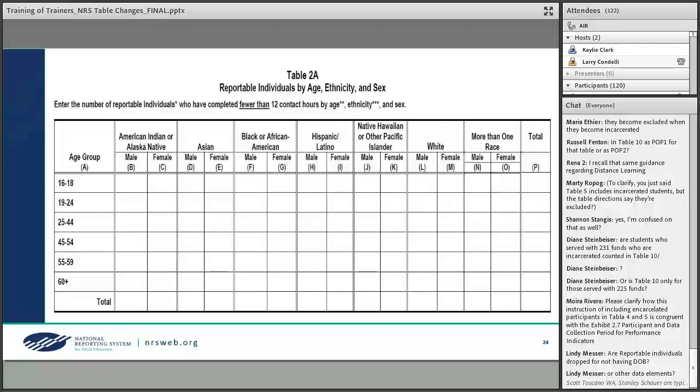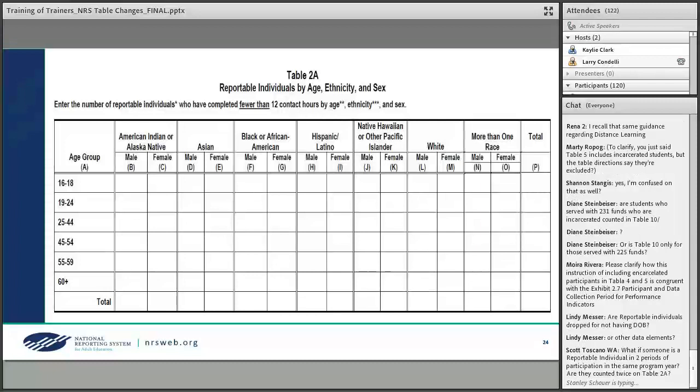Okay. And I guess what I'm understanding is that this question is about somebody who came in, didn't get 12 hours, left for more than 90 days, and they came back, and then they got more than 12 hours. Is that what the question's about? No, it was they were participants, and then they came back. So it should be counted then, because anyone at any POP should be counted on that table, correct?